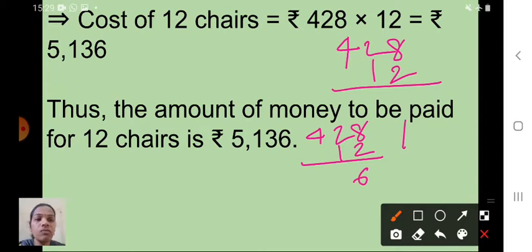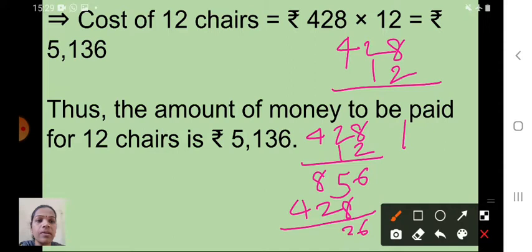2 twos are 4, 4 plus 1 what? 5. 4 twos are 8. Okay, again 8, 2, 4. So what is your answer? 6. Yes, 8 plus 3, 3. Remainder is 1, 11, 5. Okay, 5136. This is the cost of 12 chairs.